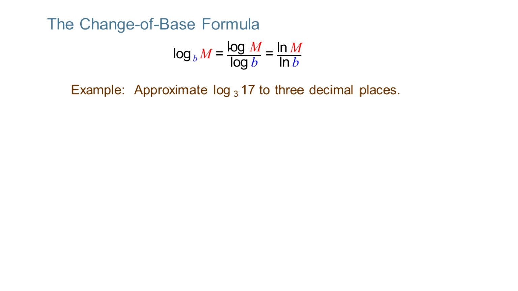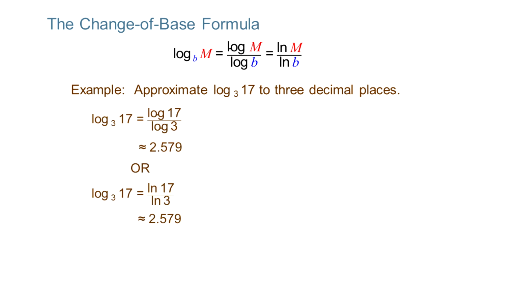Now let's look at an example that uses this formula. In this example, I'll approximate log base 3 of 17 to 3 decimal places. I can use this formula to type this into a calculator using one of the methods you see here. If you're using a TI-83, make sure you close the parentheses after the 17. When you do this, you should find that the log base 3 of 17 is equal to approximately 2.579. Pause the video while you make sure that you can get this answer on your calculator.